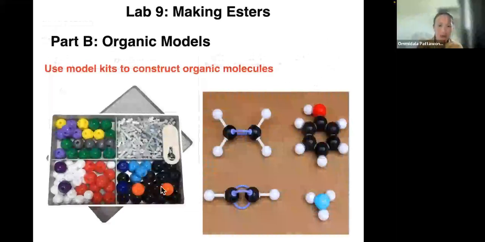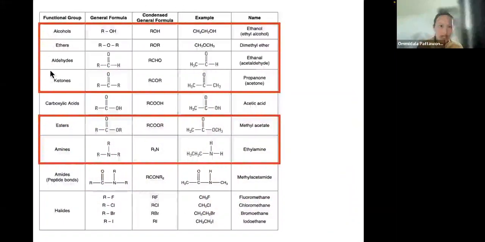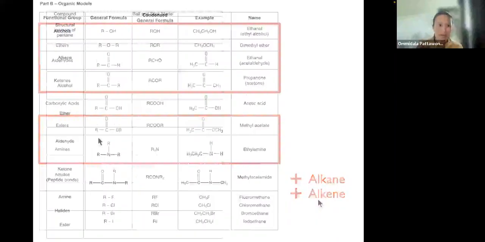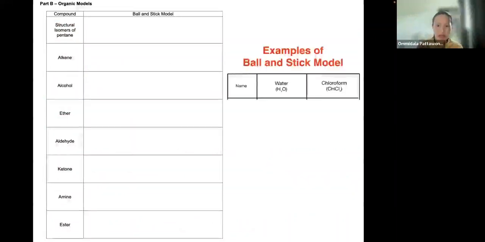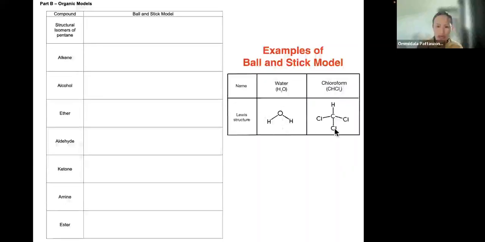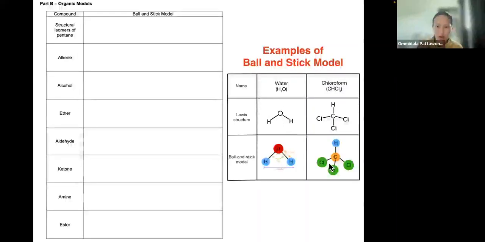Part B, you are going to use the model kit to construct an organic molecule. The organic molecule that you will construct would contain these functional groups and also just an alkane and alkene as well. Your lab instructor will go over what are the alkane and what are the alkene. For the data collection in this part, you are going to draw a ball and stick molecule. For example, if you have water and chloroform, these are going to represent Lewis structure, and these are going to represent the ball and stick model. So just draw this one into your lab notebook.